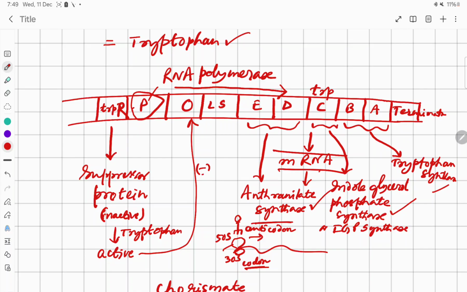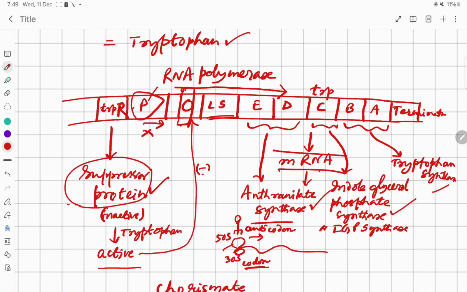And if this active suppressor protein blocks the operator, suppose blocks here, then the RNA polymerase cannot move, so there will be no transcription or no translation, so it will stop. So in this way, when there is sufficient tryptophan, it will make the suppressor protein active, and this will block the operator site, and there will be no RNA polymerase activity. This is one. So the TRP operon regulation is done by one, this suppressor protein, and second, it is operated by the leader sequence.